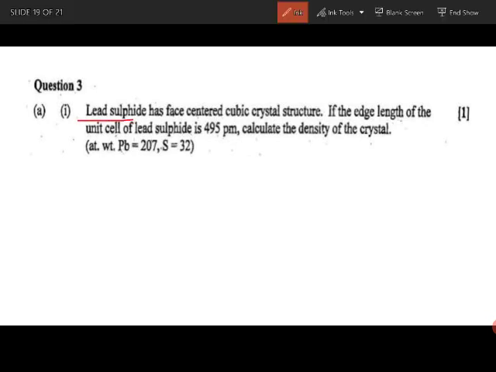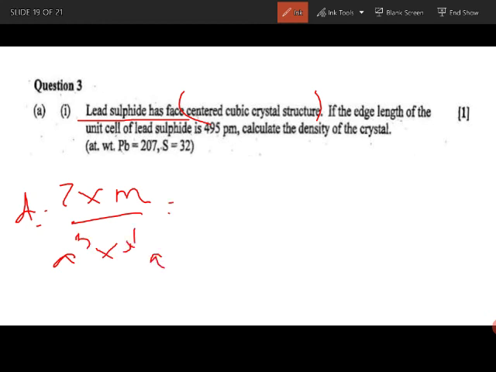Okay, now you have a structure that is PbS. Lead sulfide means it is the PbS. Now all of you look at the question. Lead sulfide has a face centered cube. Now let us come to the formula. Density is equal to Z into M divided by A cube into Na.